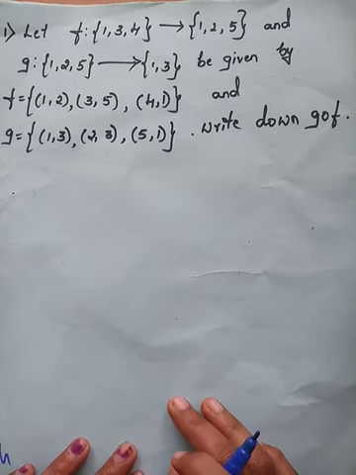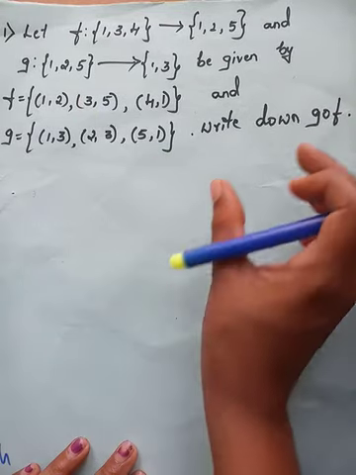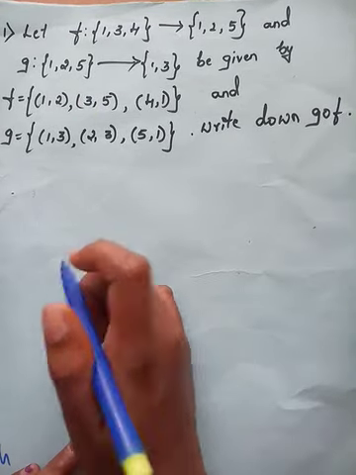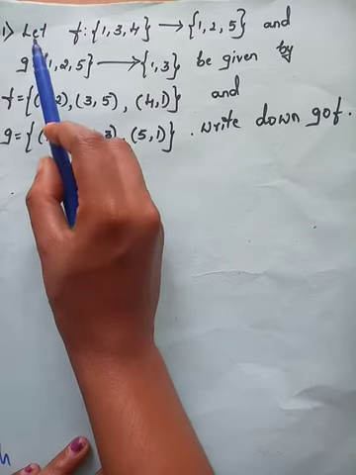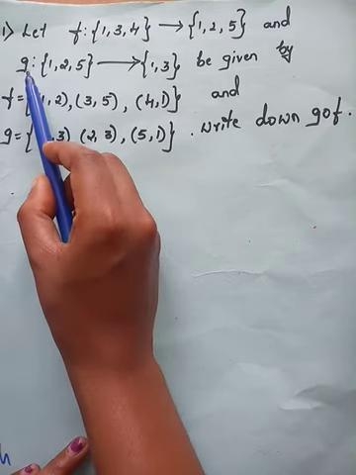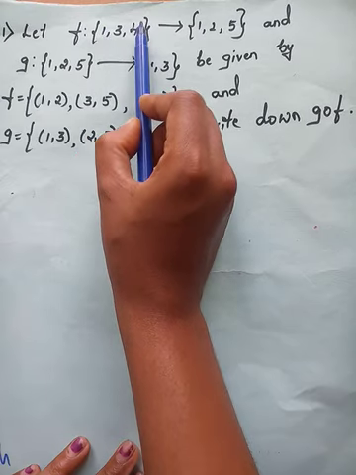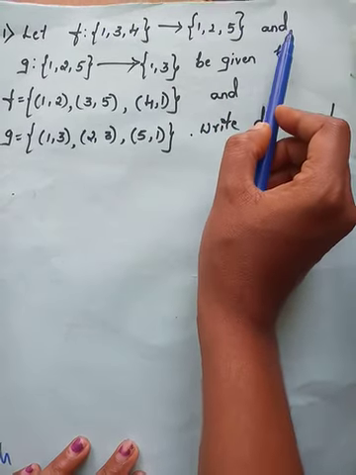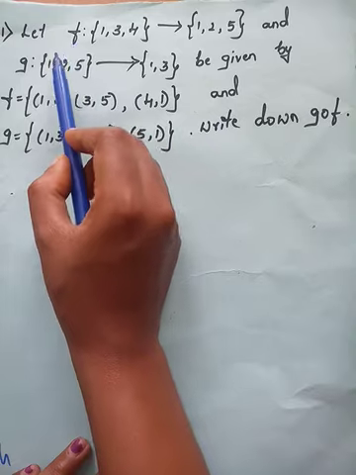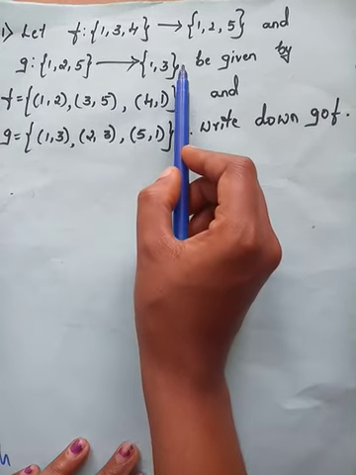Welcome back, students. So today we'll see one more question where we have to find G composition F. Okay, so what is the question? They've given us two functions F and G. So F is mapped from the set {1, 3, 4} to {1, 2, 5}, and G is mapped from {1, 2, 5} to {1, 3}.